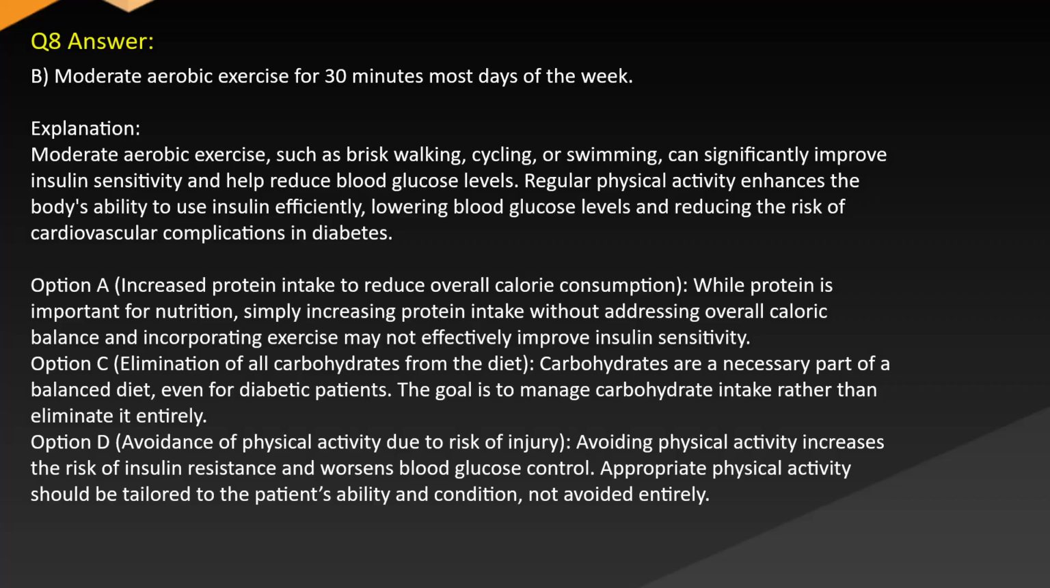Option D, avoidance of physical activity due to risk of injury. Avoiding physical activity increases the risk of insulin resistance and worsens blood glucose control. Appropriate physical activity should be tailored to the patient's ability and condition, not avoided entirely.